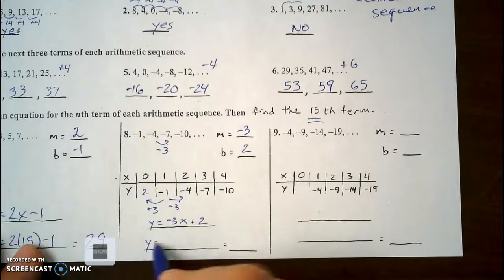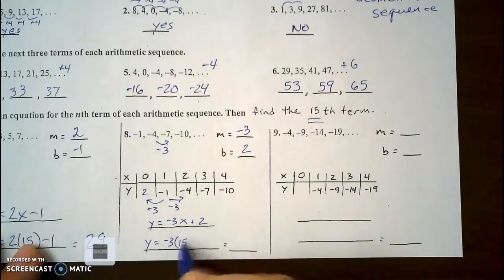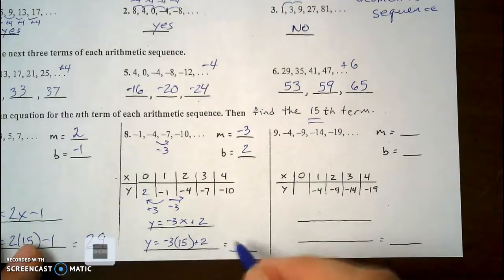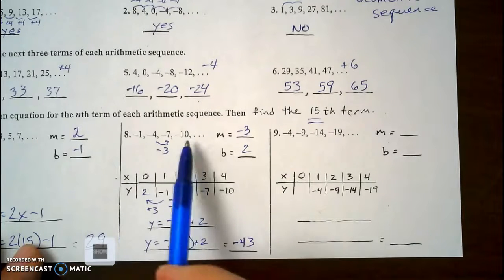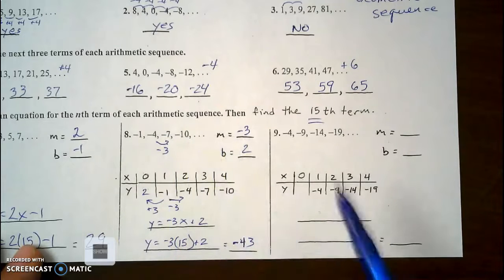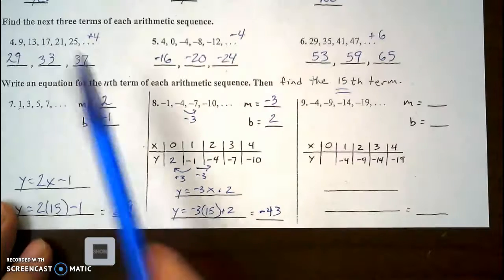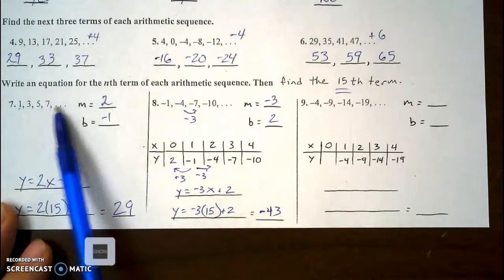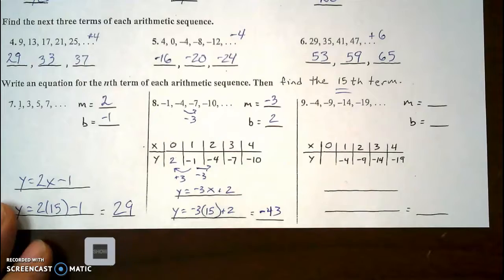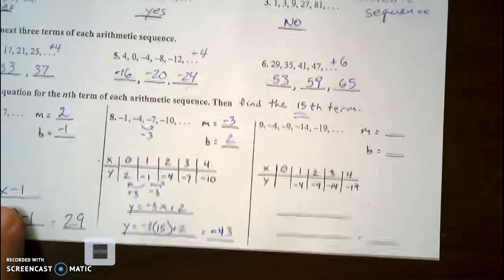And again, I put 15 in for x. Negative 45, that's that multiplication right there, plus 2 is negative 43. What that means is, if I continued this, that's the 4th term. If I continued that to the 15th term, the number sitting there would be negative 43. Same on this one. That's the 4th number. If I kept that going to the 15th number, it would be a 29.